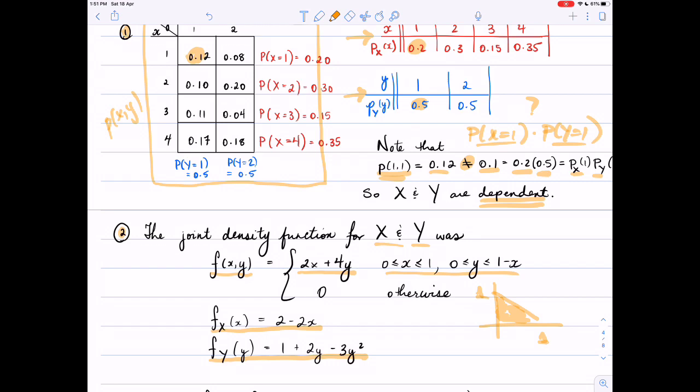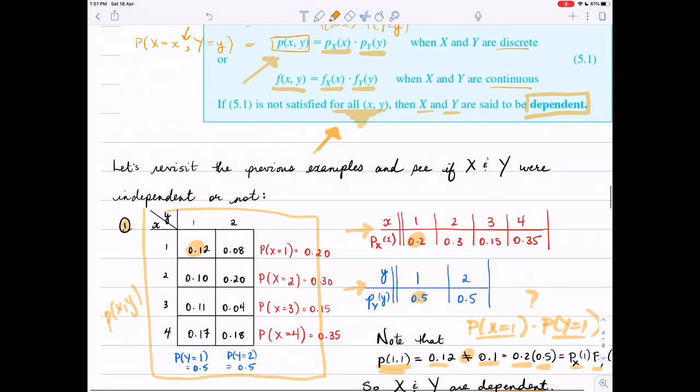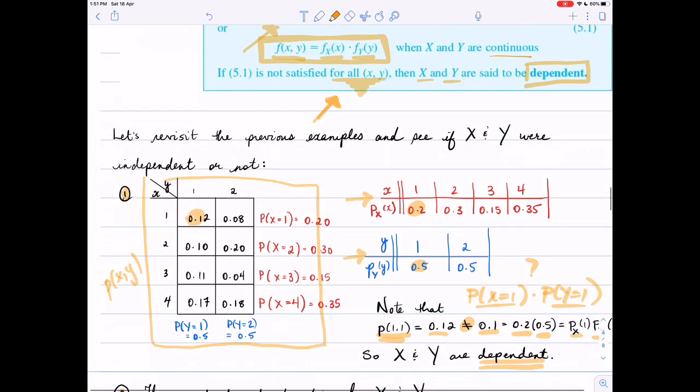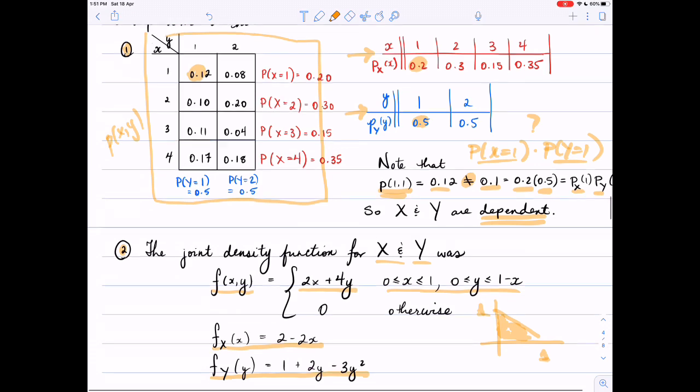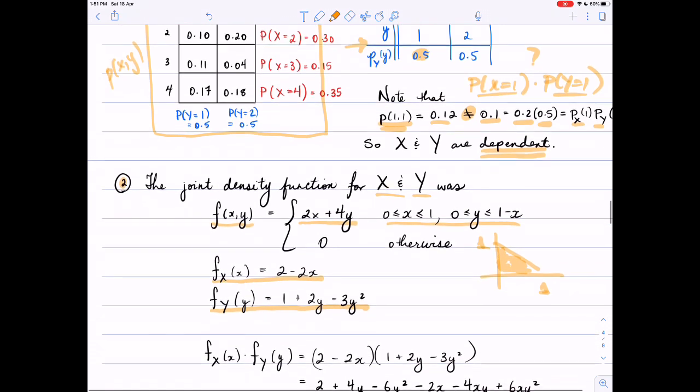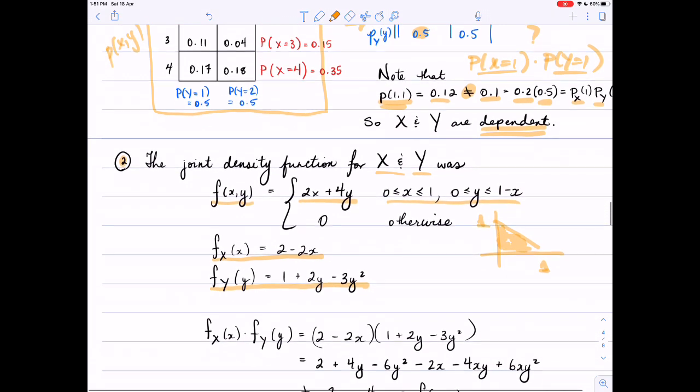And we are looking to see the rule from up here. Is the marginal of X times the marginal of Y equal to the joint density function? Well, it should be pretty easy to see that it is in fact not.